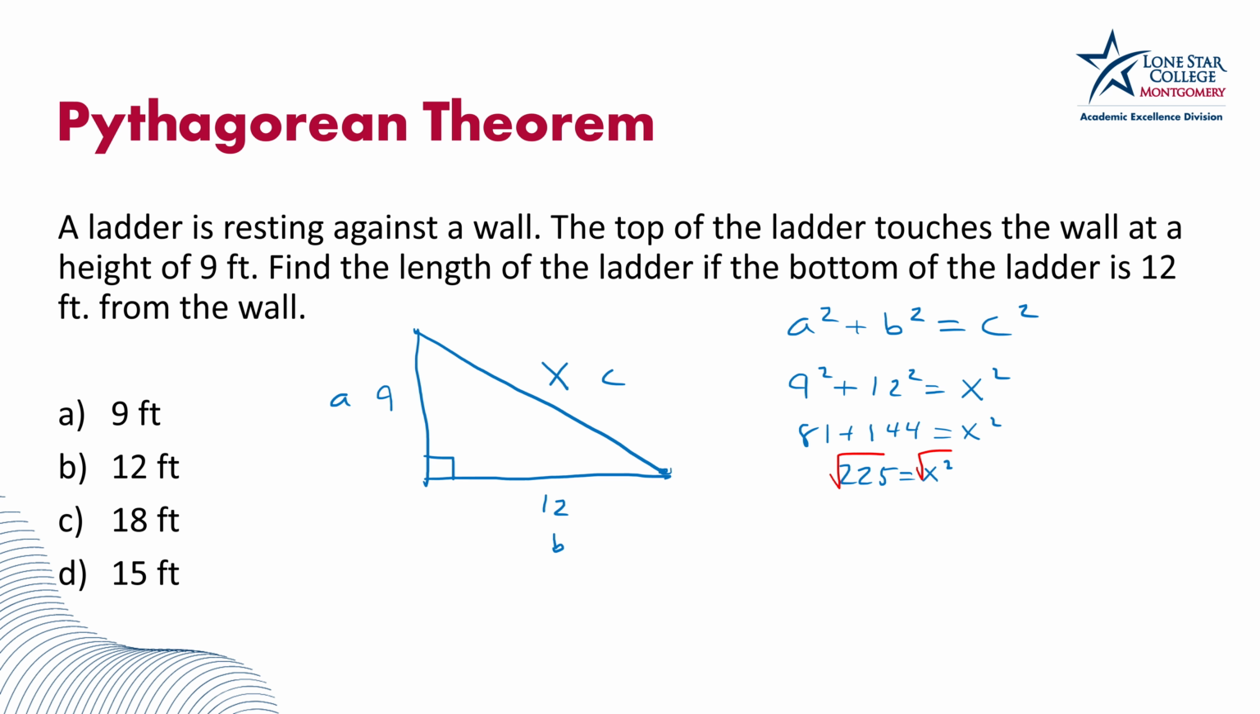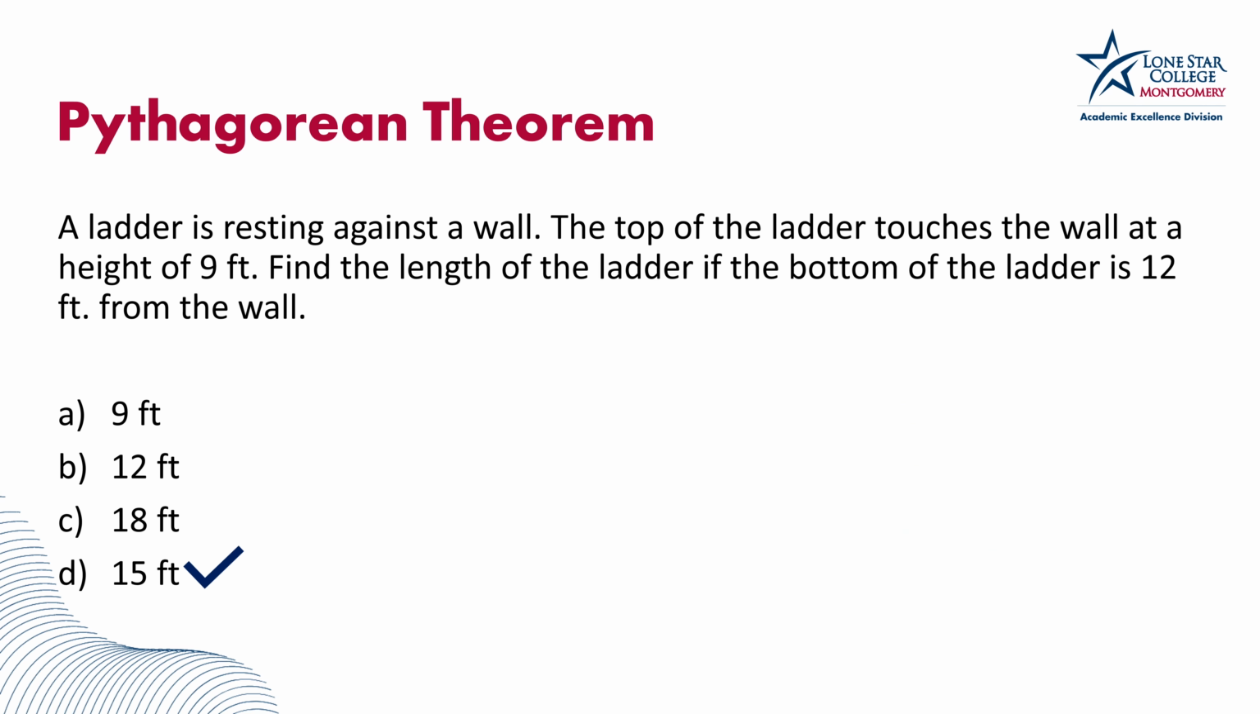And then the square root of 225 should be 15. So we can say that x is just 15. And that right there represents the length of the ladder, which is what we're looking for. Therefore, the answer choice is D.